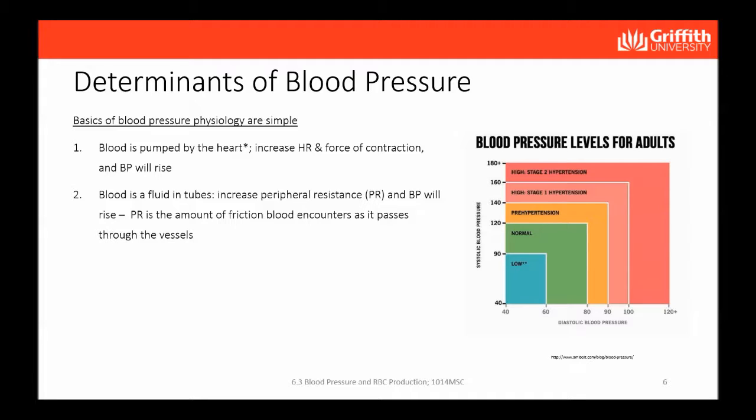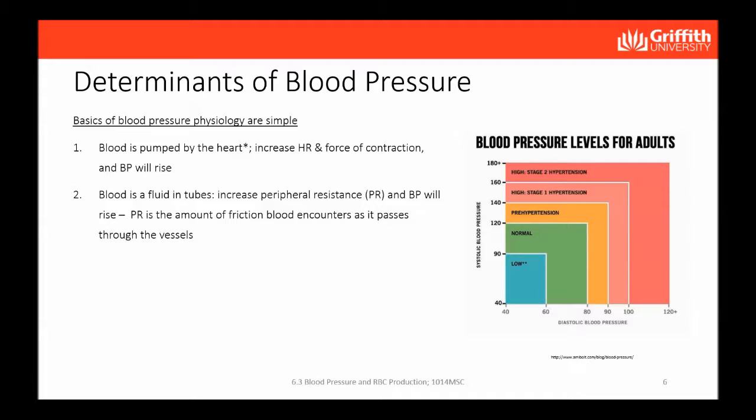Resistance is the opposition of flow and is a measure of the amount of friction blood encounters as it passes through the vessels. Because most of the resistance is encountered by the peripheral circulation, or the systemic circulation, away from the heart, we use the term peripheral resistance.